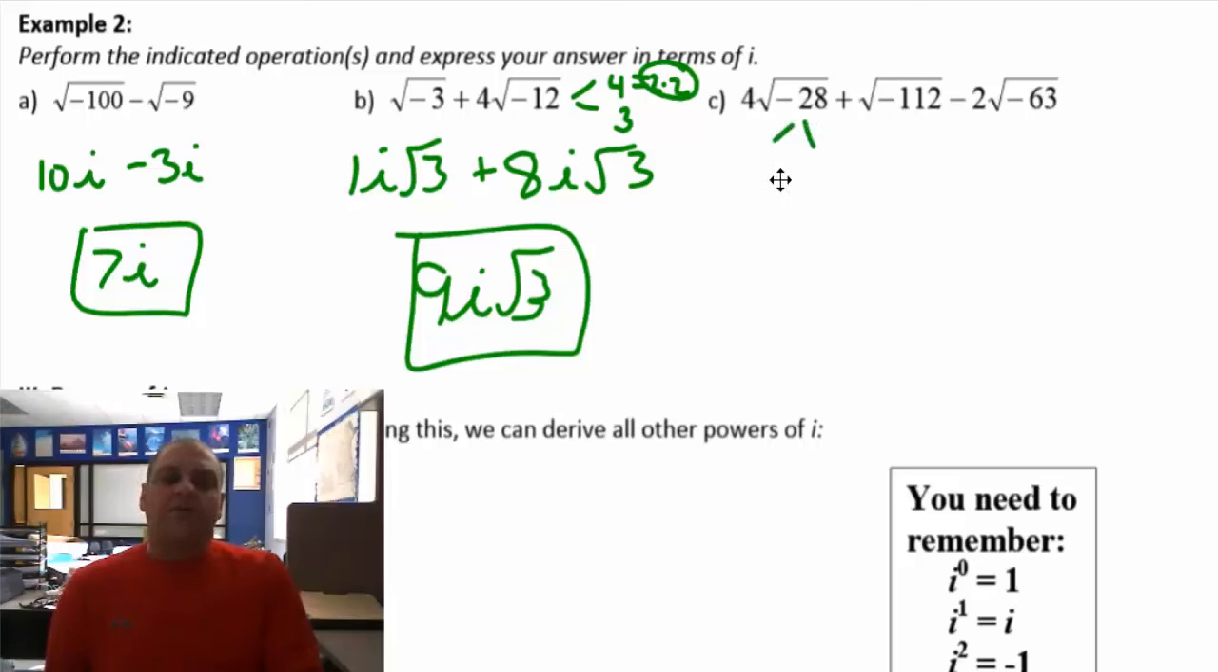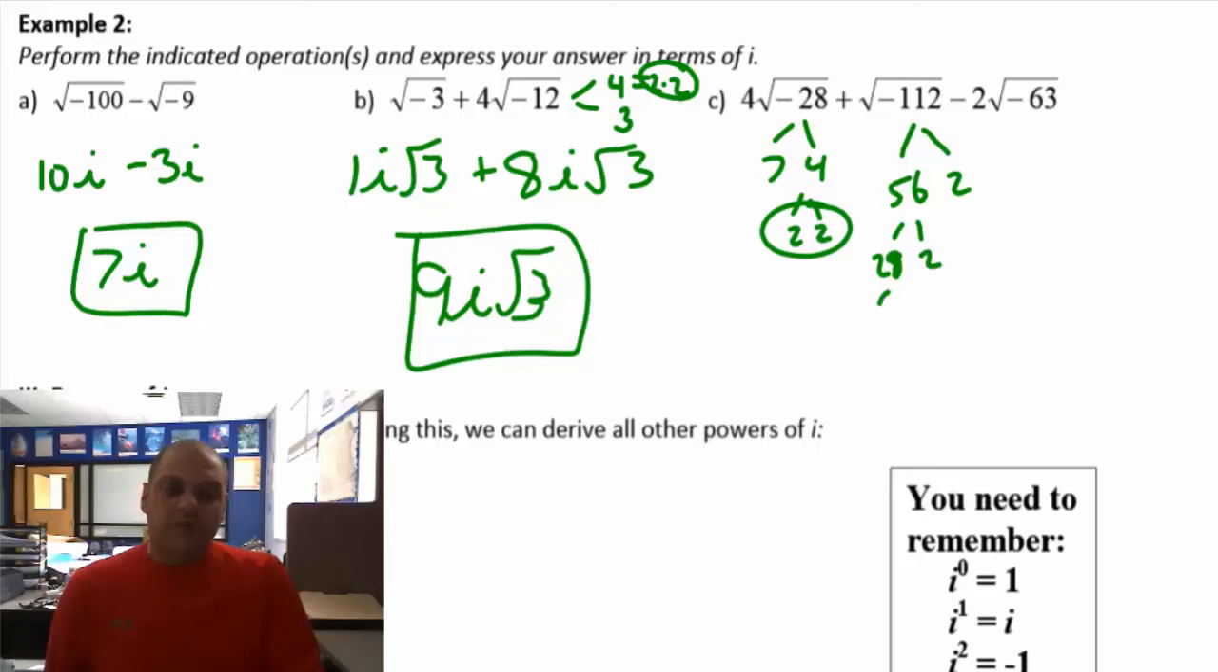I'm going to break it down like it's just a regular 28. Just remember there's an I there. And then 2 times 2, pair of 2s. 56 times 2, 28 times. Well, how about 9 times? No. 28 times 2. 14 times 2. 7 times 2. Pair of 2s, pair of 2s. That's a 4I radical 7.